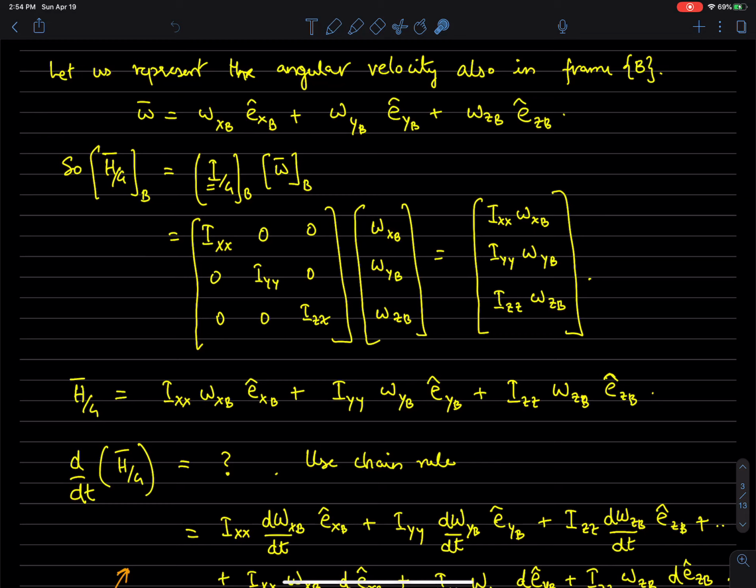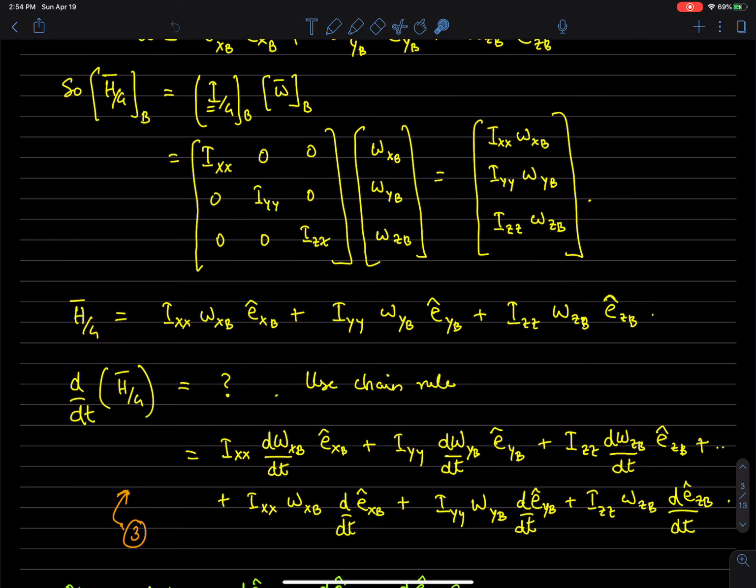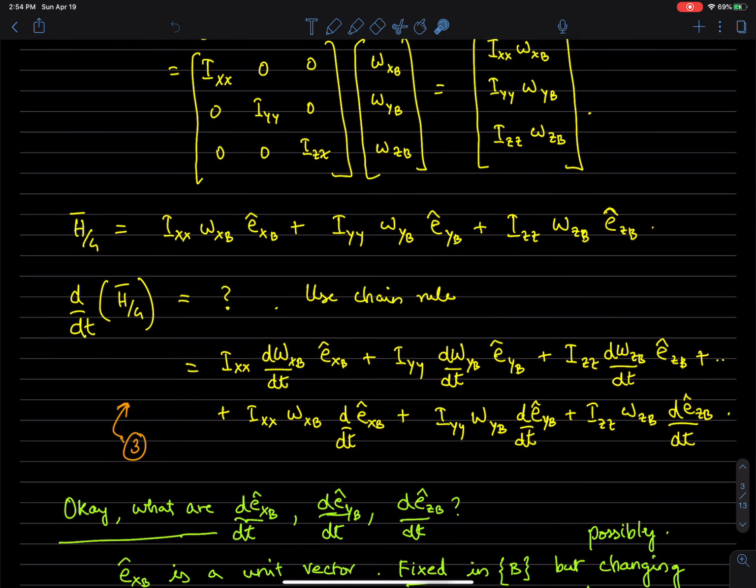If you represent everything in frame B, we can just write them as a 3 by 1 matrix equals a 3 by 3 matrix times a 3 by 1 matrix. Everything needs to be in the same coordinate frame for this matrix version to work out, unless we change the definition of things. So the right hand side is this times this, which gives you this vector. We can write this in terms of unit vectors. That's the angular momentum about point G in terms of the principal moments of inertia about point G, and in terms of the angular velocity of the rigid body.